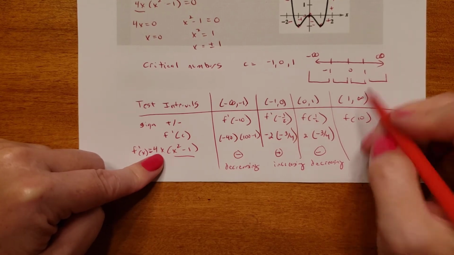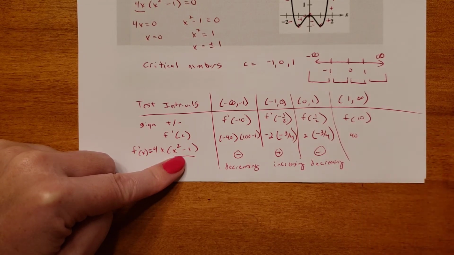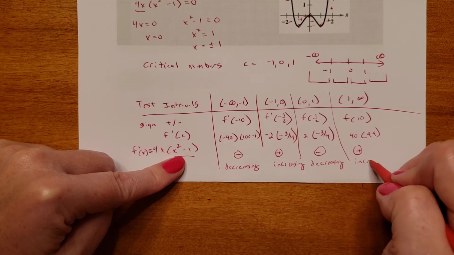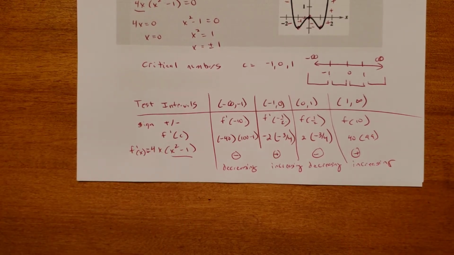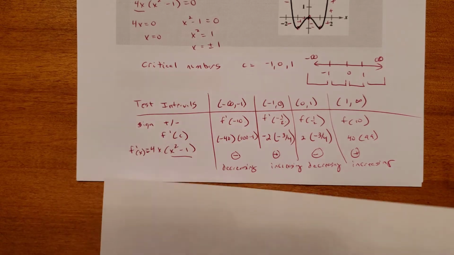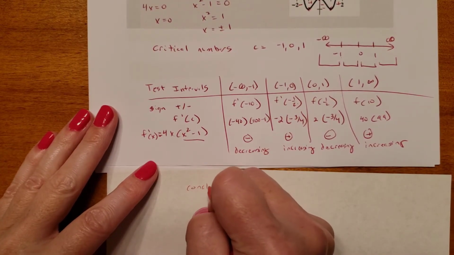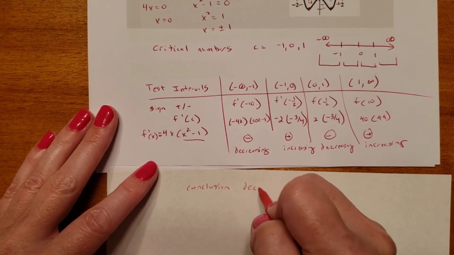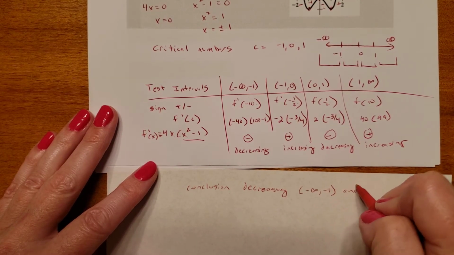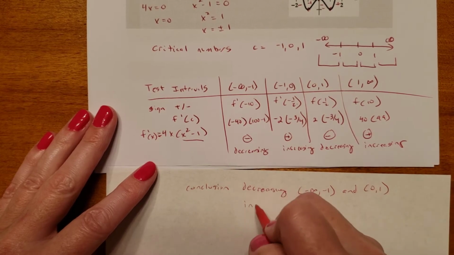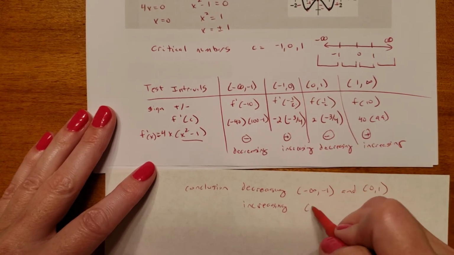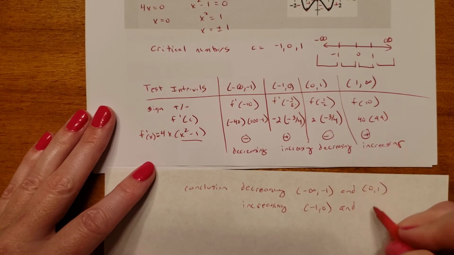And then put a 10 in. 4 times 10 is 40. And then 10 squared is 100 minus 1 is positive 99. So a positive times a positive is positive. So it's increasing. So you would want to write it out then. You'd say the conclusion here. Decreasing: negative infinity to negative 1 and 0 to 1. Increasing: it's increasing from negative 1 to 0 and from 1 to infinity.